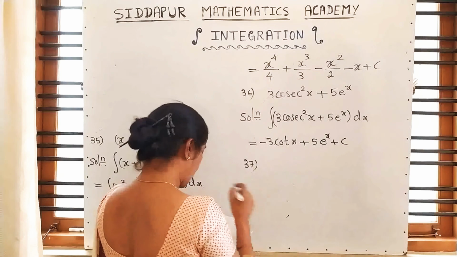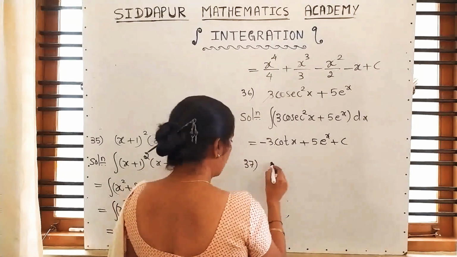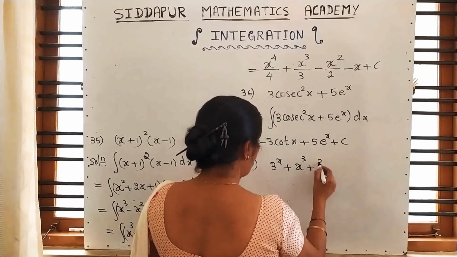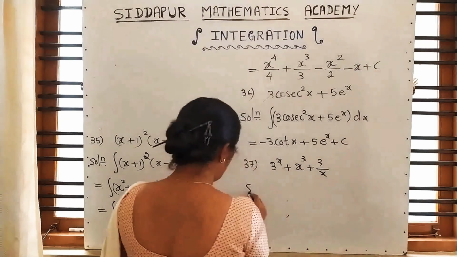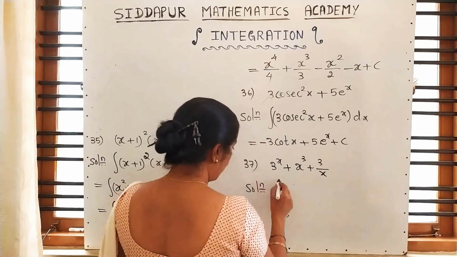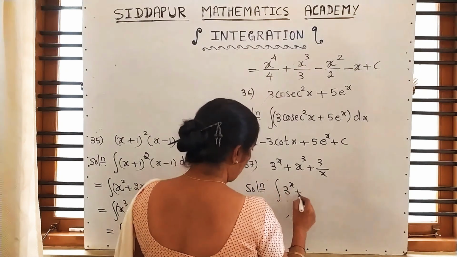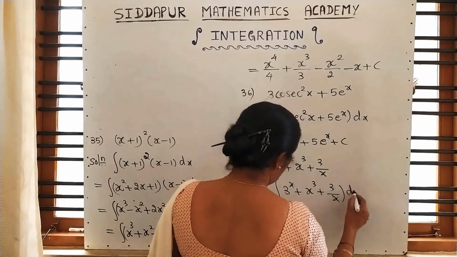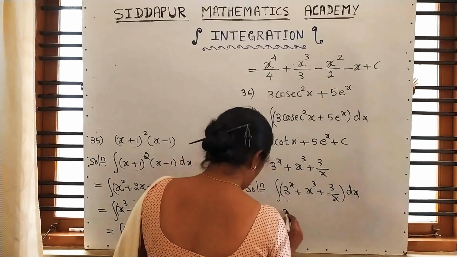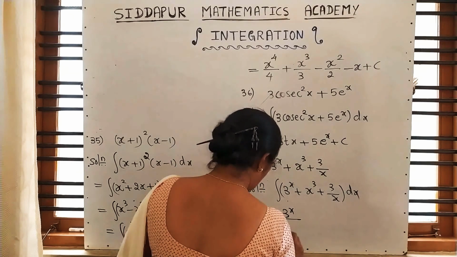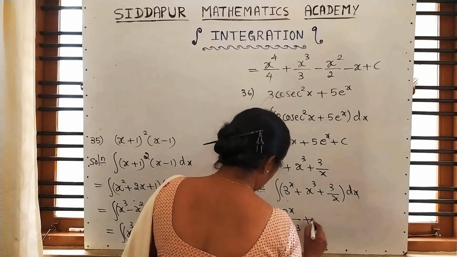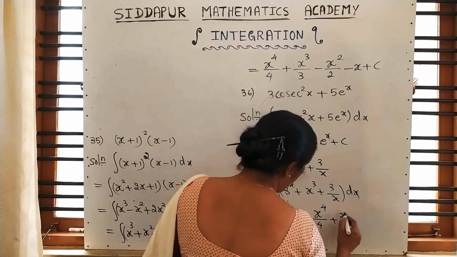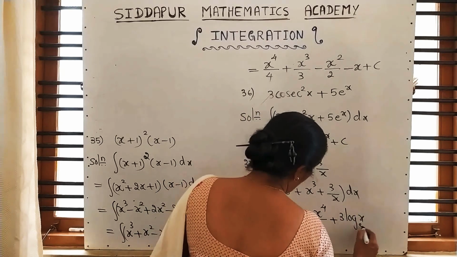Question number 37. 3 raised to x plus x cube plus 3 by x. Similar sum already I solved. There I took a 5. So that means directly you can write along with me this one. 3 raised to x is 3 raised to x upon log 3 plus x cube is x raised to 4 by 4 plus 3 constant, 1 by x is log x plus.